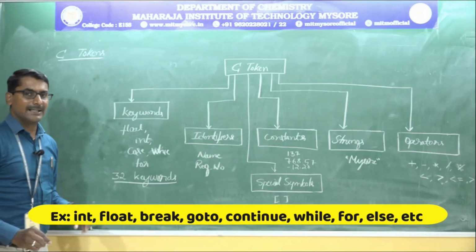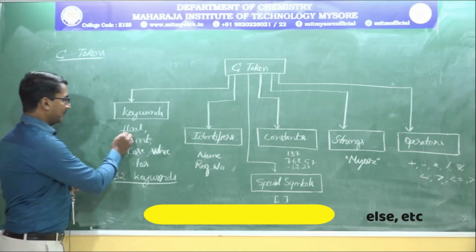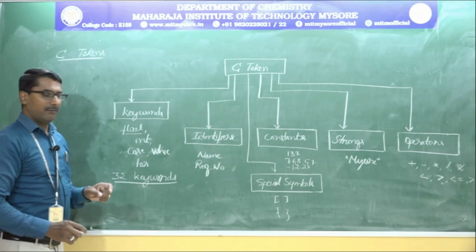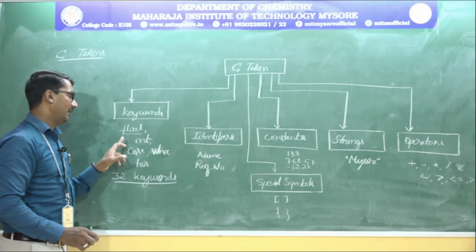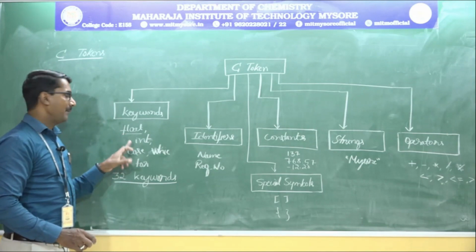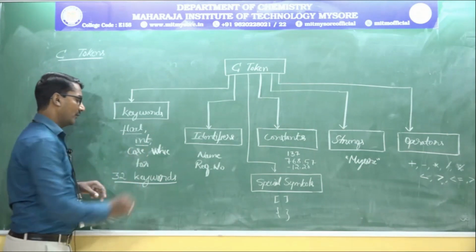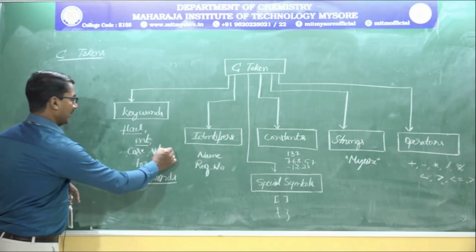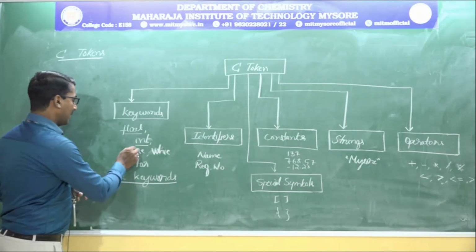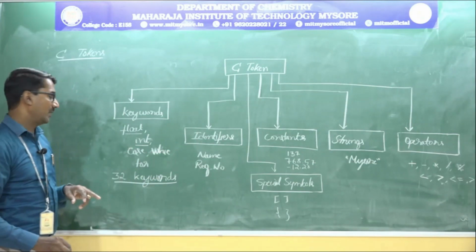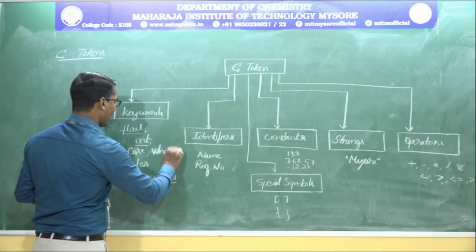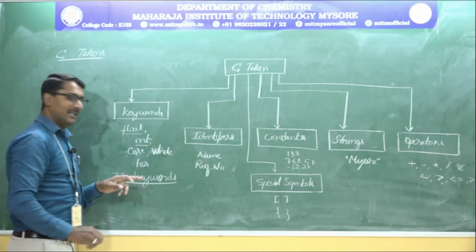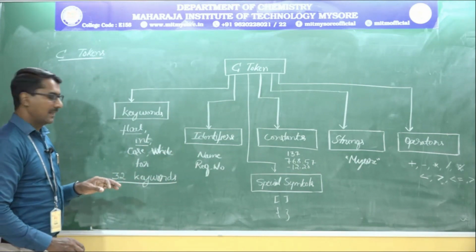Each keyword has its own purpose. For example, float is the keyword we use for defining a real data type. Then int is used for defining an integer variable. Similarly, case is used in the switch statement. For and while are loop control statements.